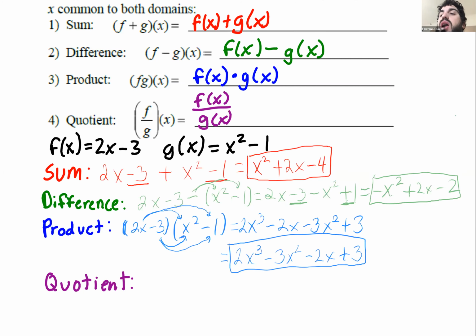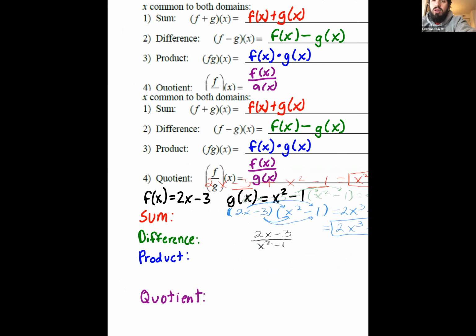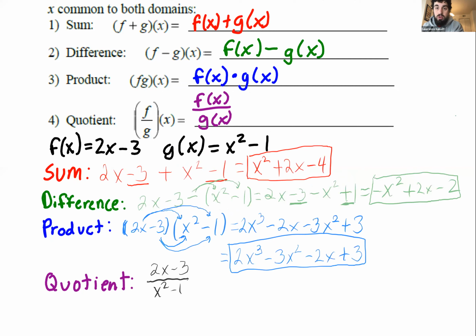Now, quotient, writing it as division. That one may seem like, oh, geez, that seems like it can be a lot of work. Well, we'll learn how to divide polynomials later. So for right now, all I want you to do is be able to put f of x in the numerator over g of x in the denominator. And we'll just stop right there for the quotient rule. So that is our sum, difference, product, and quotient.